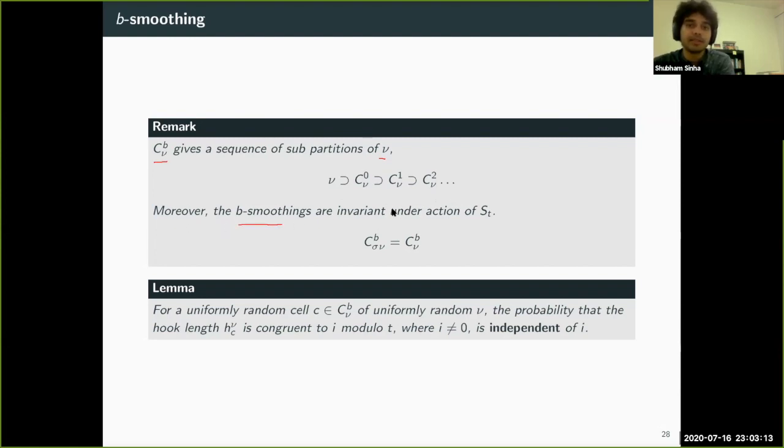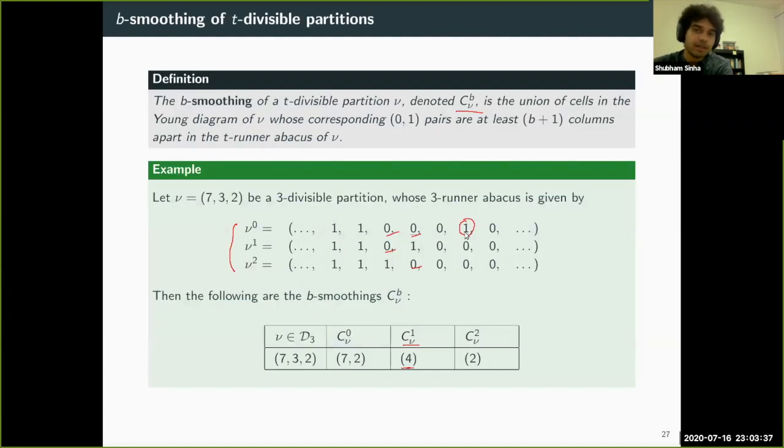Moreover, these B smoothings are invariant under the action of the permutation group, which is something you just have to take note of. This is important for us. And why is it important? It's important because it jumbles up all the congruence classes of cells. So what do I mean by that? Given a cell, say 1 and 0, the corresponding congruence class depends on the relative position of the rows. So in this case, it will be 1, the congruence class.